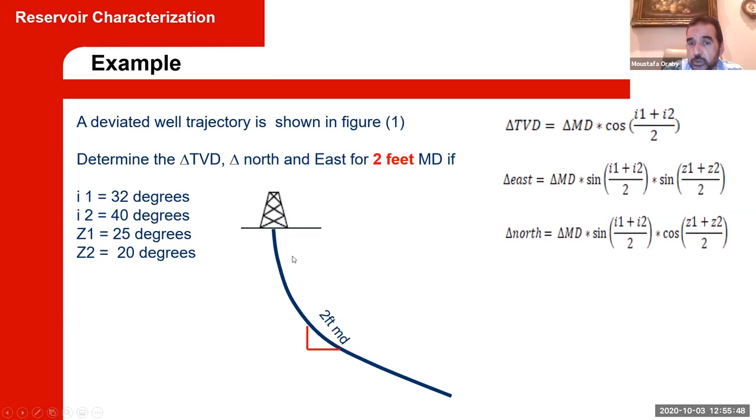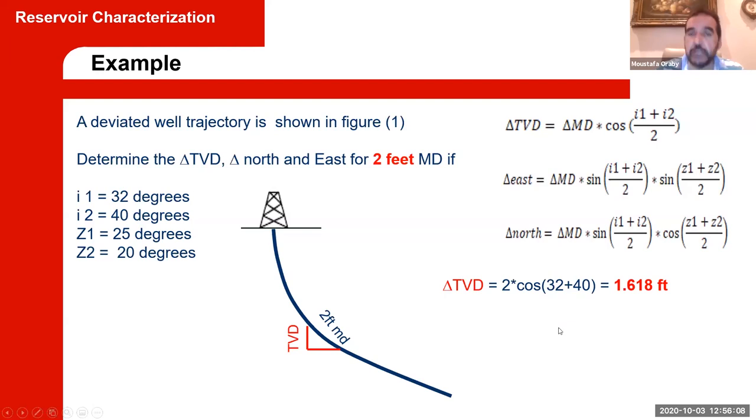So all I need to do is, I'll say, okay, first of all, delta TVD is this. Delta MD, what's the measured depth? Measured depth is 2 feet. Cosine of 32 plus 40 over 2, should be here over 2, sorry. Then it will be 1.618. So that 2 feet will be 1.6 feet TVD, which is expected.